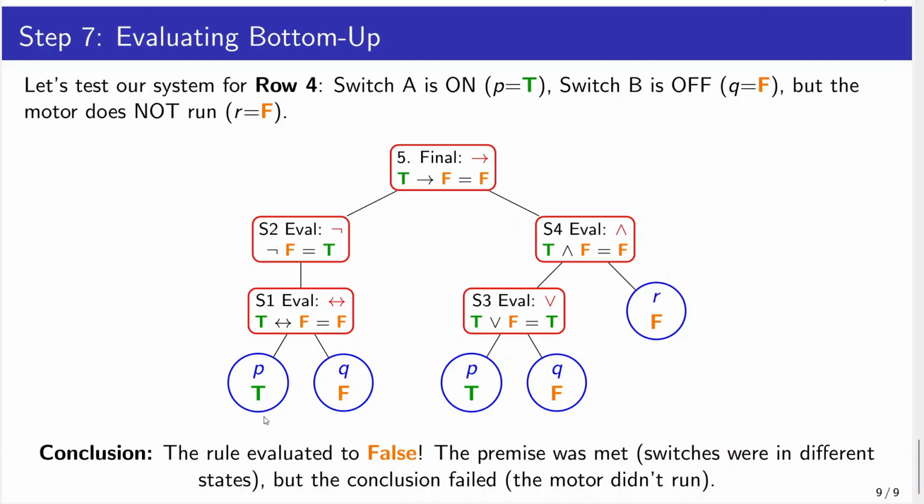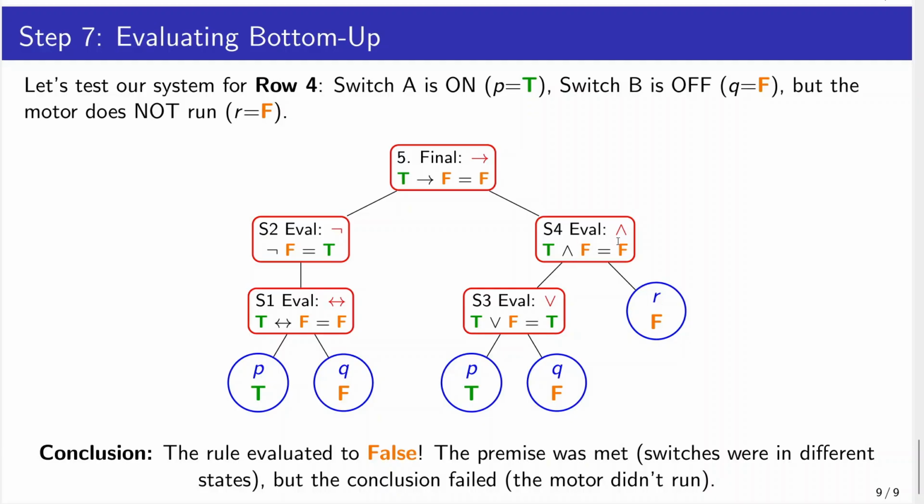Starting at the bottom left, P is true, Q is false. Because they are different, true if and only if false evaluates to false. Moving up the branch, we apply the not operation. Not false becomes true. We hold on to that. Now let's look at the bottom right. P is true, Q is false. True or false evaluates to true. Moving up, we take that true result and AND it with R, which is false. True and false evaluates to false.